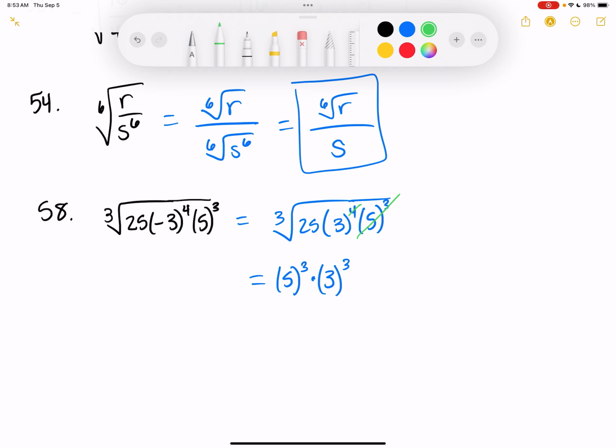25 would break down into what? What times what is 25? 5 and 5. I only have 2 of those, so I can't take anything else out. So what I'm left with on the inside is going to be 25 times 3.